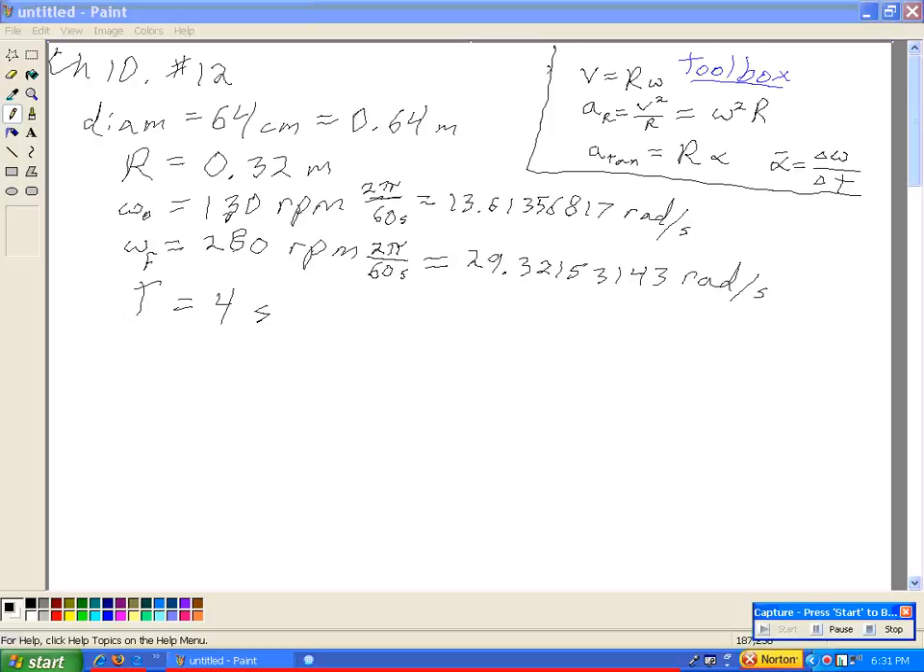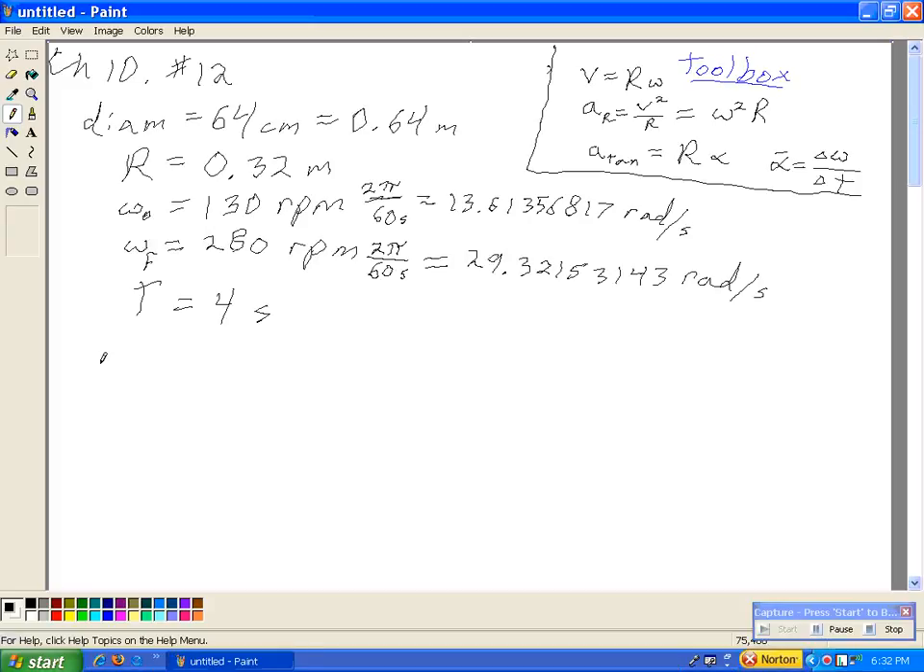It tells us that the initial angular velocity is 130 rotations per minute. I changed that to per second using 2 pi over 60 seconds. The final angular velocity is 280 rotations per minute. I changed that to radians per second using the factor here, 2 pi over 60 seconds. And it says it does that in a time of 4 seconds.